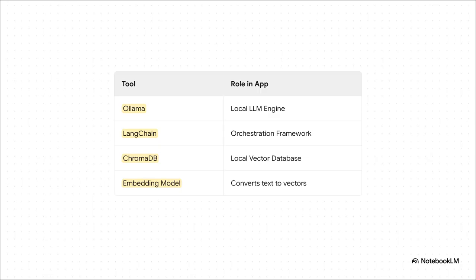So here's the stack. First, you need a way to run a language model locally. Ollama is incredible for this. It lets you download and run powerful models like Llama 3 right on your computer. Second, you need the glue, the framework to connect everything, and that's LangChain. Third, a database for your vectors, and ChromaDB is perfect because it's super simple and just runs locally. And finally, you need that embedding model to create the vectors, which you can also get through Ollama. The whole shebang is free and it all runs right on your machine.